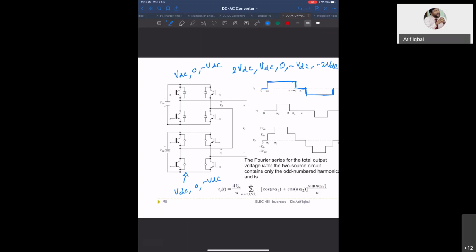And now if we place another waveform over this V1, this is the output V2. So we switch it at different angles. This was switched at alpha 1 angle. This is switched at alpha 2 angle.